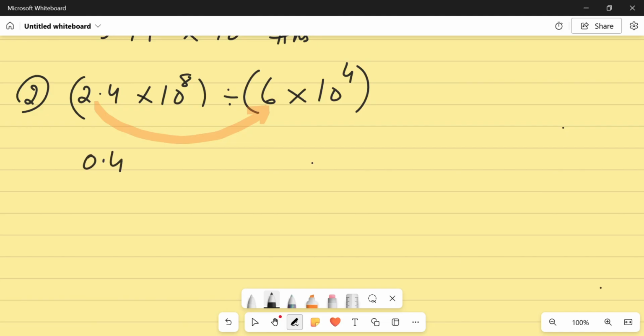So 0.4 is the answer for the division part, multiplied by 10, and you know that in indices we have learned that in division we do subtraction. So here 8 and this 4, we subtract. It gives you 4, 8 minus 4 is 4. So this is the answer.